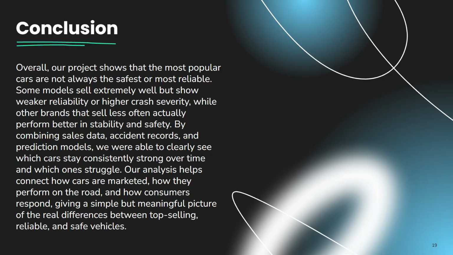In conclusion, our project shows that the most popular cars are not always the safest or most reliable. Some models sell extremely well but show weaker reliability or higher crash severity, while other brands that sell less often actually perform better in stability and safety. By combining sales data, accident records, and prediction models, we were able to clearly see which cars stay consistently strong over time and which ones struggle. Our analysis helps connect how cars are marketed, how they perform on the road, and how consumers respond, giving a simple but meaningful picture of the real differences between top selling, reliable, and safe vehicles.